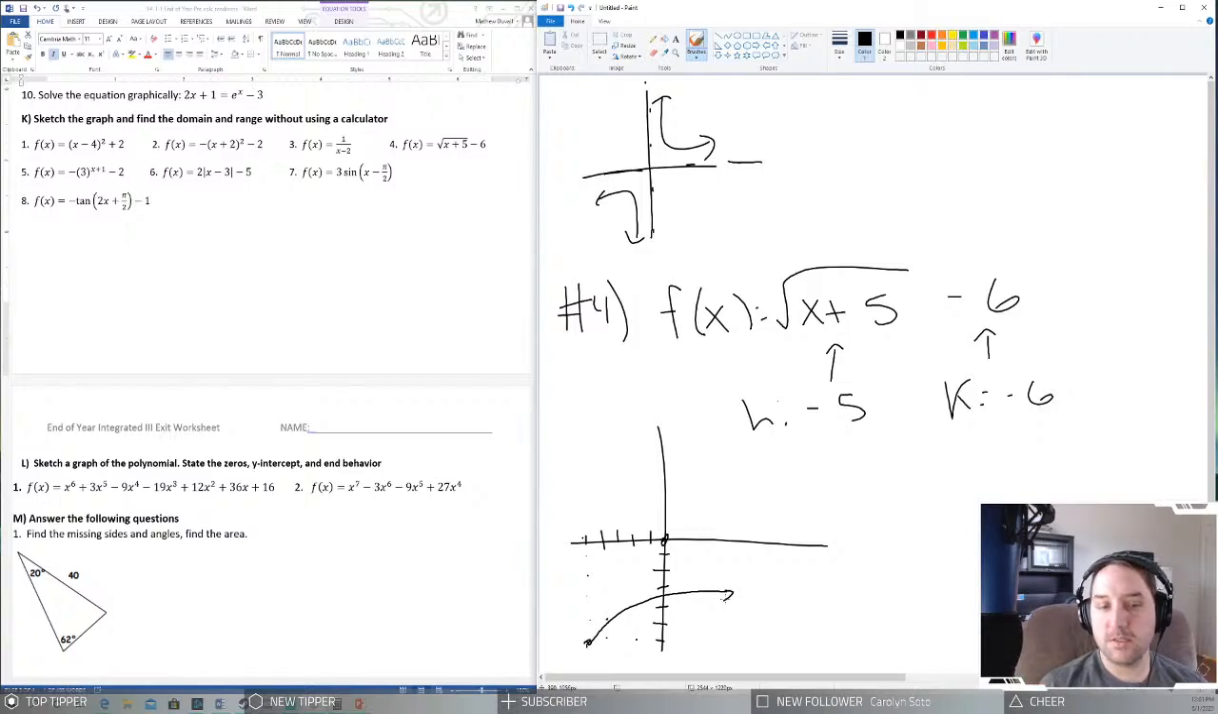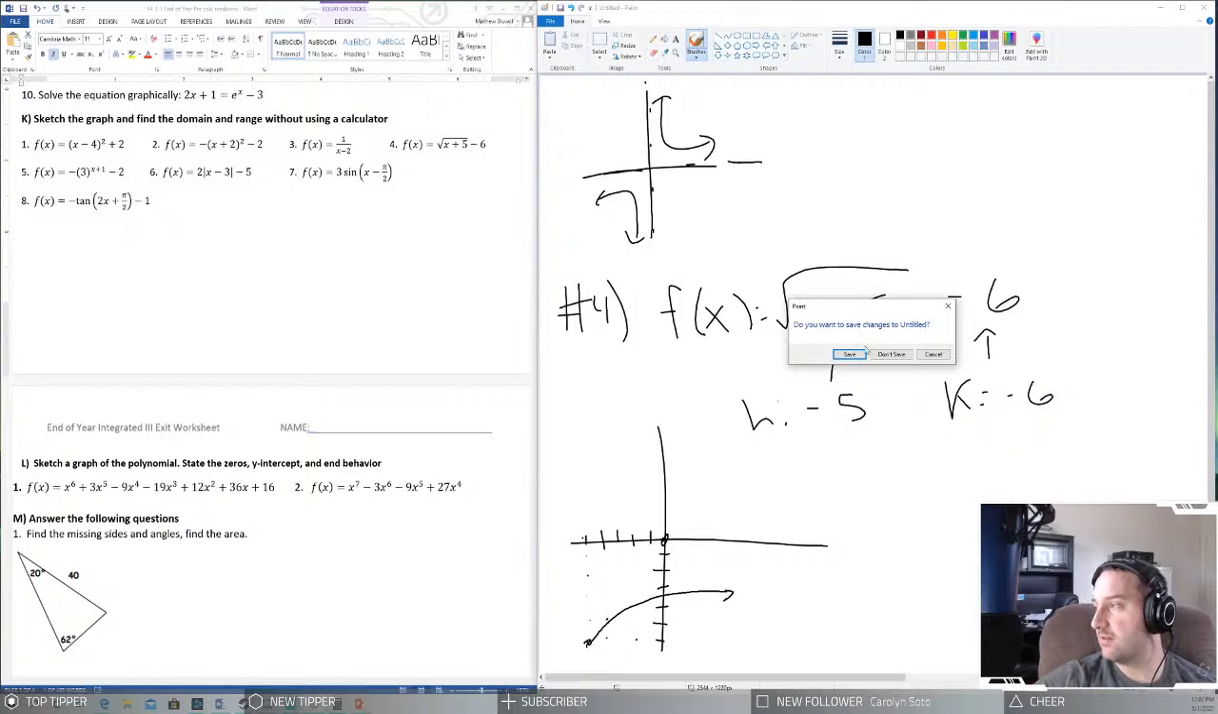Any questions on... Okay, so we do have a question on the sine and cosine. That's what I was going to ask next. Any questions on sine or cosine or tangent?